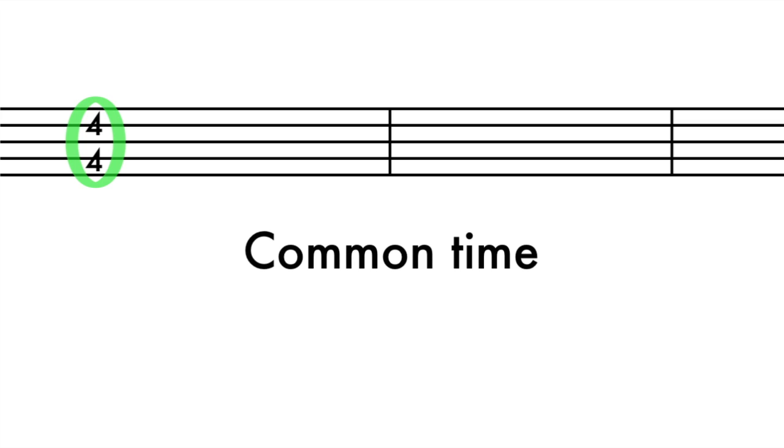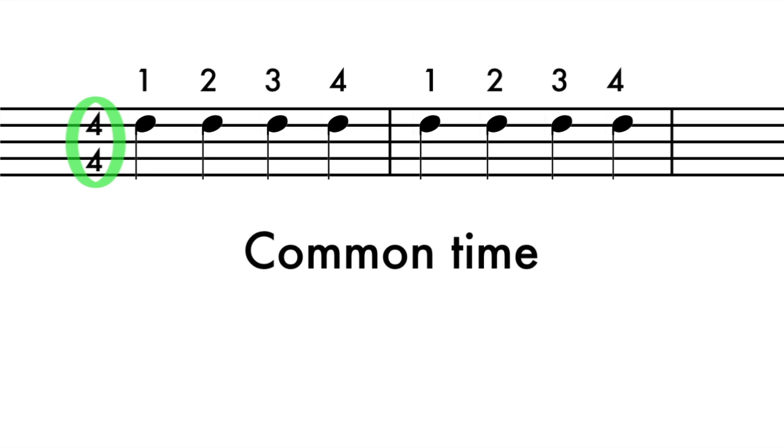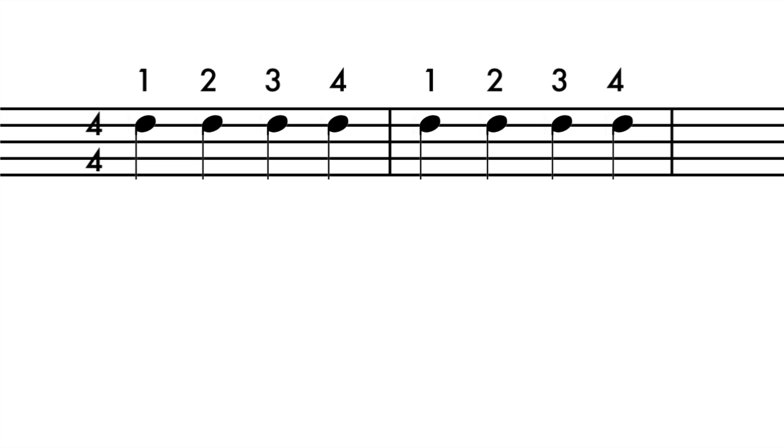The time signature 4/4, known as common time because it is used so often, means that there are 4 quarter note beats per measure. As mentioned, the top number of a time signature indicates the number of beats per measure, and the bottom number indicates the length of the beat. Therefore, 4/4 meter indicates that there are 4 quarter note beats per measure.